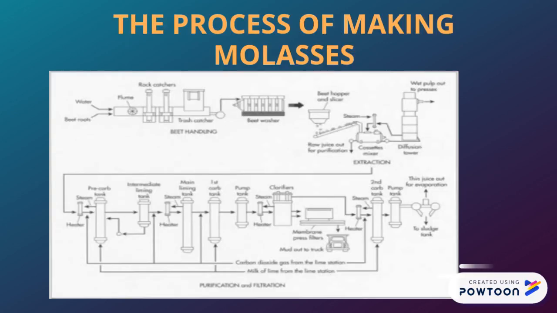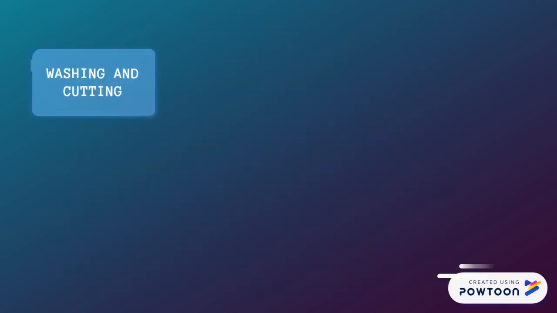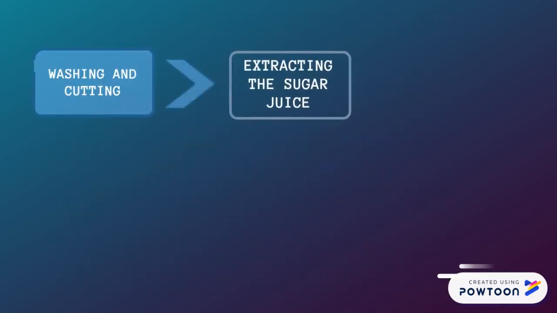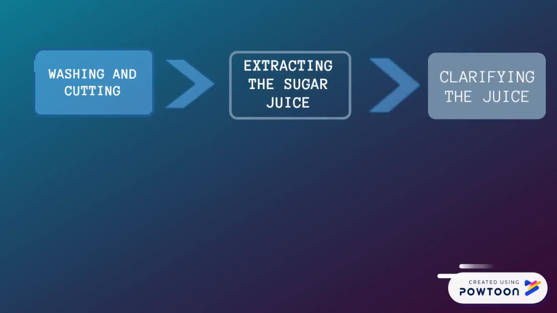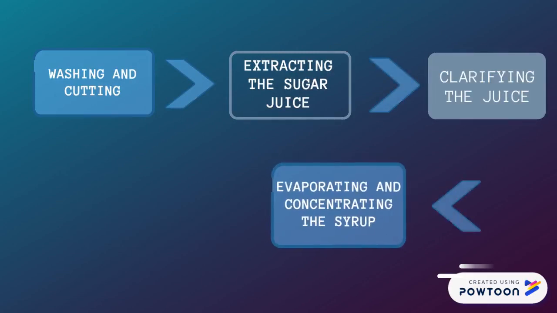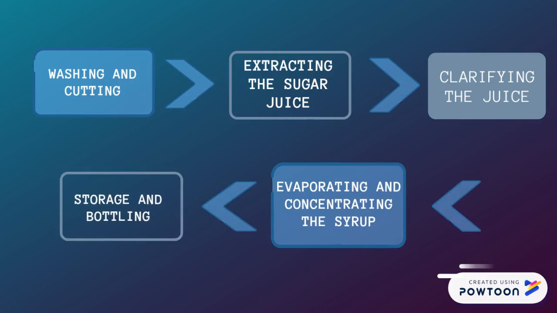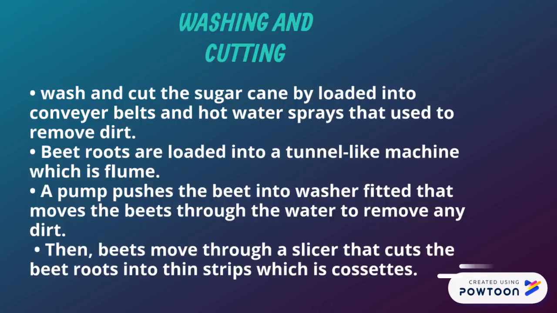The picture shows the process of making molasses. The first steps are washing and cutting, extracting the sugar juice, clarifying the juice, evaporating and concentrating the syrup, and the last step is storage and bottling. Wash and cut the sugar cane and load it into a tunnel-like machine, which is a flume. A pump pushes the beet into a washer and moves through a slicer into thin strips, which are called cassettes.